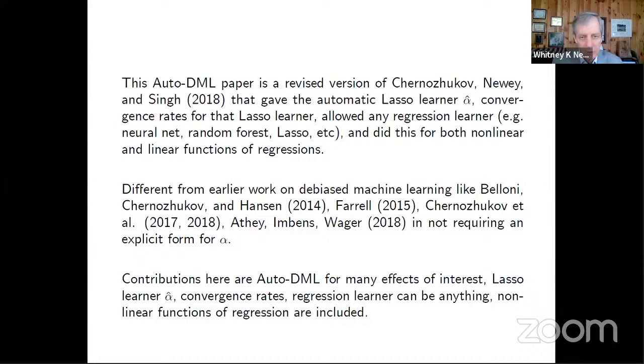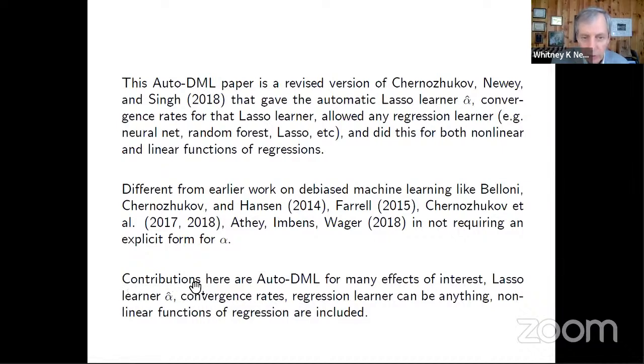It's a forthcoming paper, but it's been around since spring of 2018. And it's different from earlier work on debiased machine learning, including what we've talked about so far, like Farrell's paper, which I mentioned. It's different than the double debiased literature, the Econometrics Journal paper. It's different than Athey, Imbens, and Wager, and it's different in not requiring an explicit form for alpha. You also don't need an inverse propensity score here. We're going to estimate alpha as a linear combination of functions, actually.